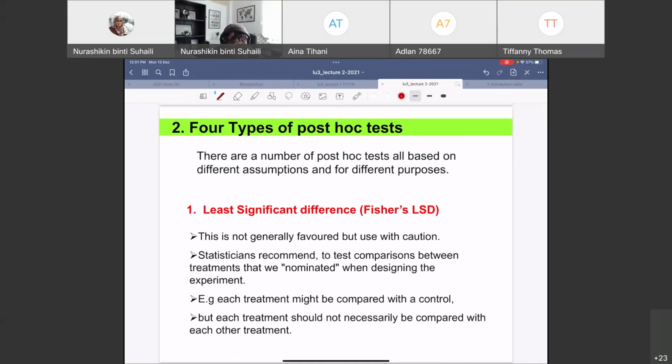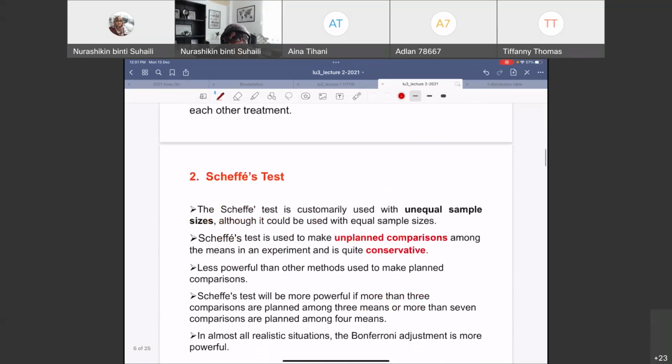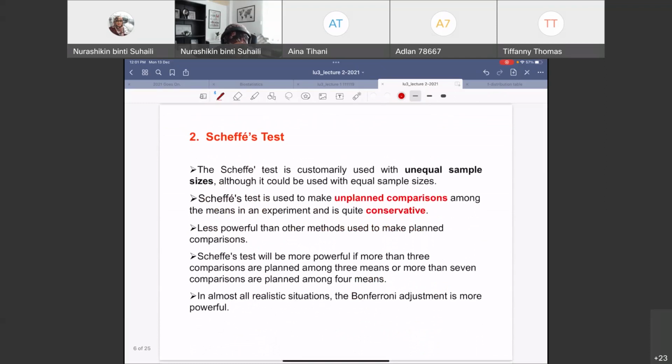Not generally favored, but used with caution. Okay, it's just some introduction. You can read the background. I will not focus that much on its use. Okay, the second one is Schaeffer test.